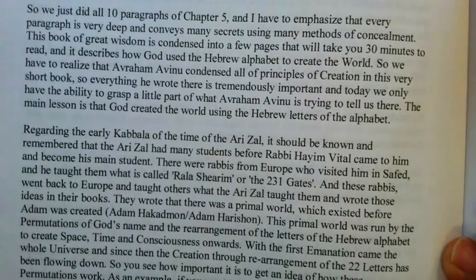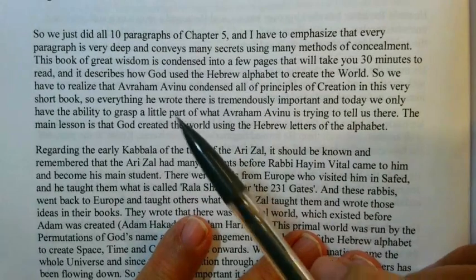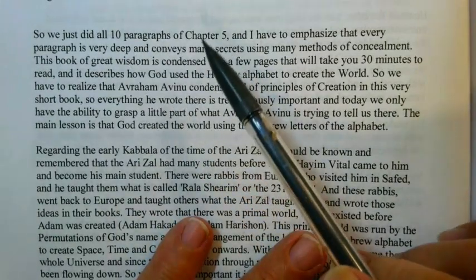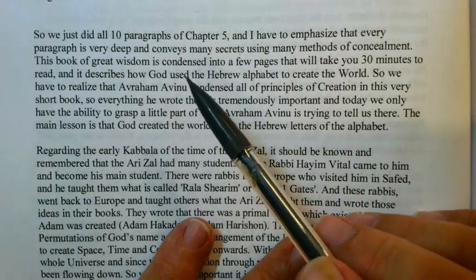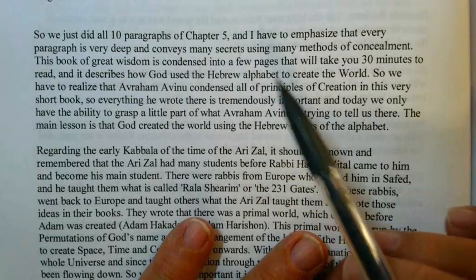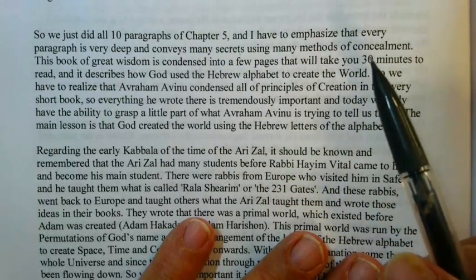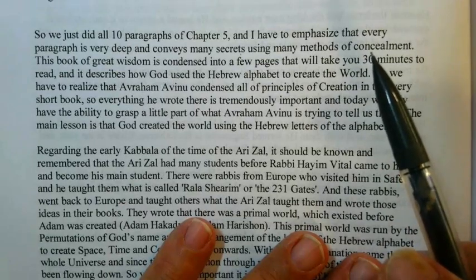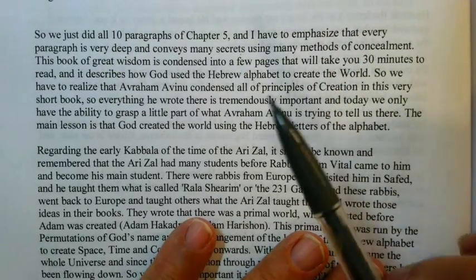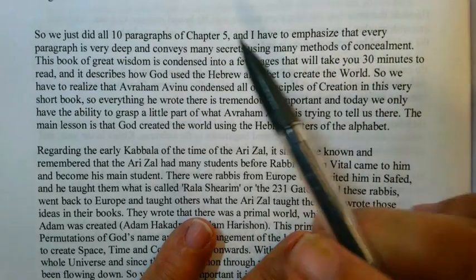So just as you see that I'm learning and reading with you on the fly, we just did all 10 paragraphs of chapter 5. And I have to emphasize that every paragraph is very deep, obviously, and conveys many secrets using many methods of concealment. So in other words, to reach the power of the universe, many secrets using many methods of concealment must be gone through.